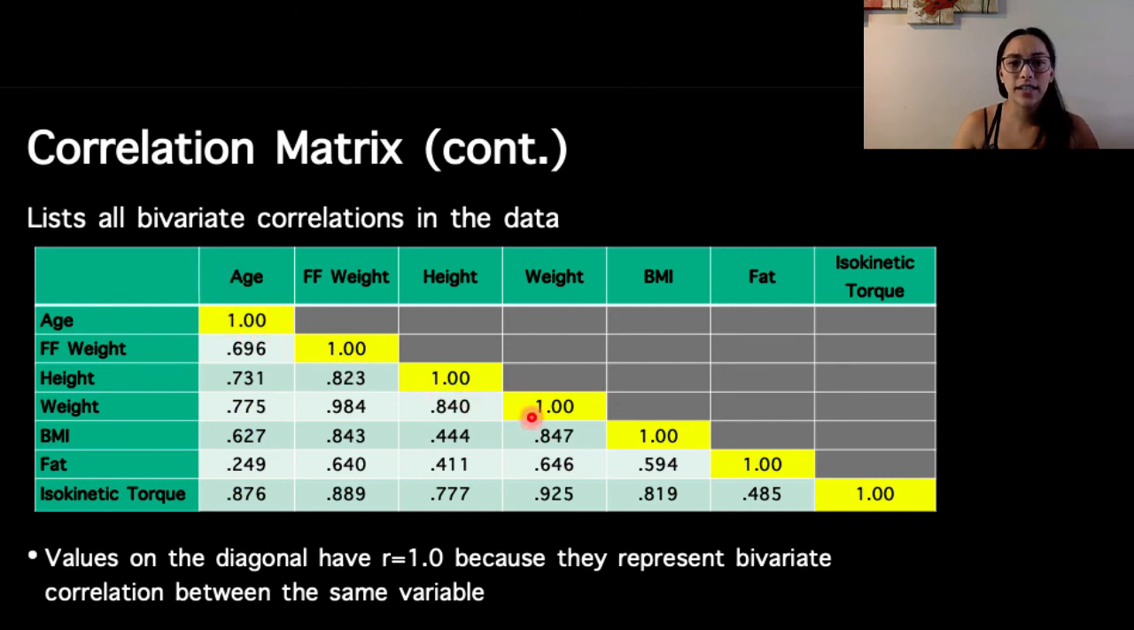So this entire diagonal doesn't really carry any value or weight in our correlation analysis because they're representing correlations with the same variable.